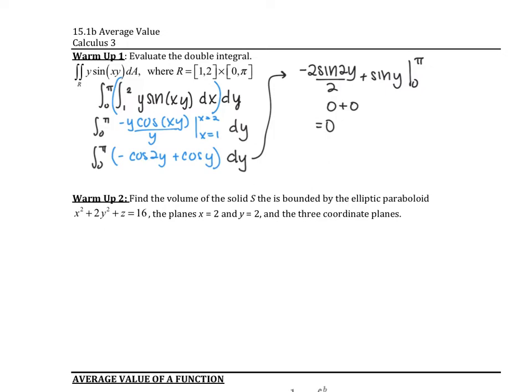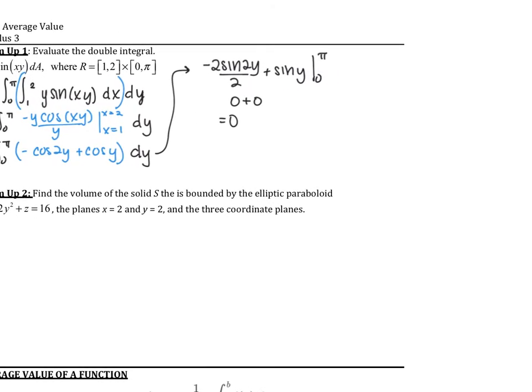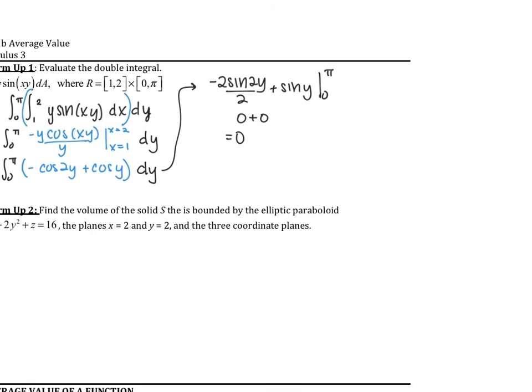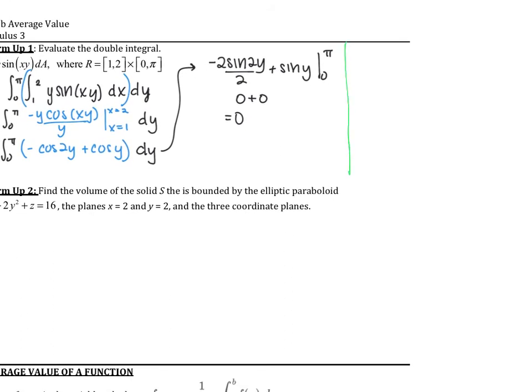Now what about the other way? Had we set this up the other way, we would have had the integral from 1 to 2 and then 0 to pi of y sine of xy dy dx. And when we do this piece, if we look at just this piece with respect to y, that means x happens to be a constant, y happens to be my variable. So I've got this product, so I'm going to use integration by parts.